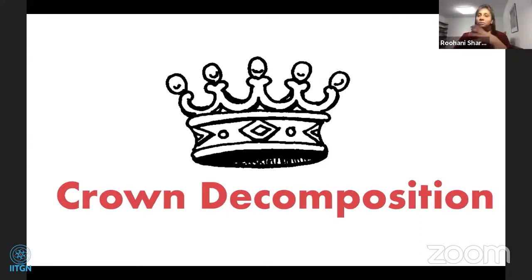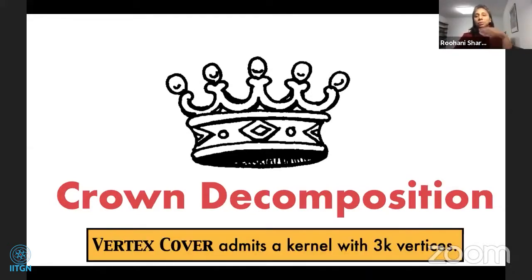To get that starting point, let's start with the problem of designing an alternate kernel for vertex cover. Let's see what more rules we can have for vertex cover, and then we'll see if we can generalize these rules, and those rules will lead us to our final name.